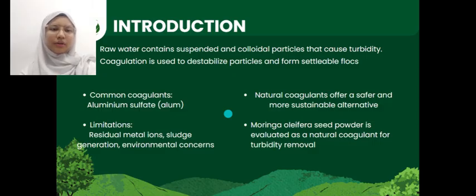For the introduction, water contains suspended and colloidal particles that cause turbidity, and coagulation is needed to destabilize the particles and form settleable floc. A common coagulant used in water treatment is alum, and it causes residual metal ions, sludge generation, and environmental concerns. So, natural coagulants offer a safer and more sustainable alternative, such as Moringa seed powder, which is evaluated as a natural coagulant for turbidity removal.